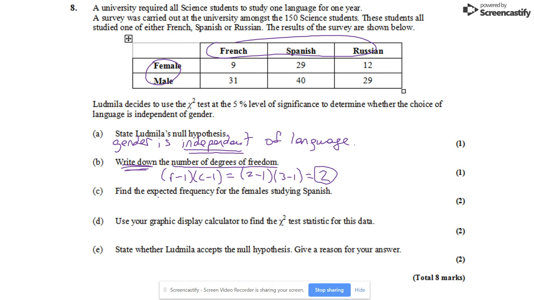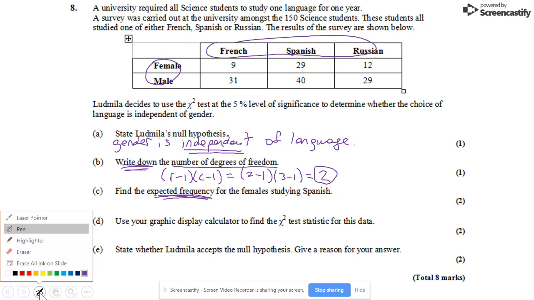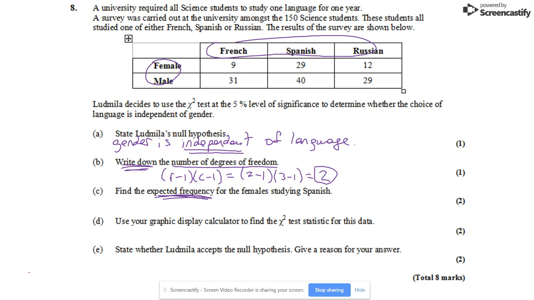Find the expected frequency. So this is a very typical question that you'll be asked to find a specific expected value. Not all of them, but a specific one. In this case, it's for females studying Spanish. So females studying Spanish, that is this cell. So if I want to know the expected value, I would need to take the row total, right? So this is the row total times the column total divided by the table total. Okay, so I know the table total is 150.